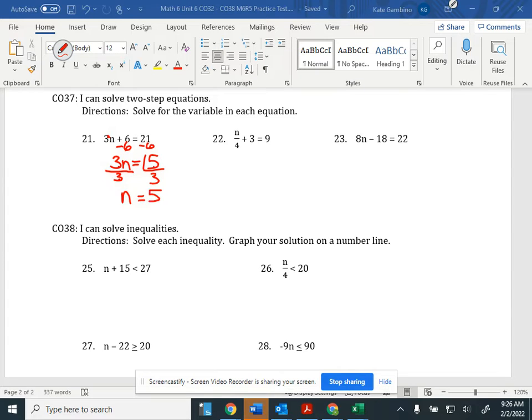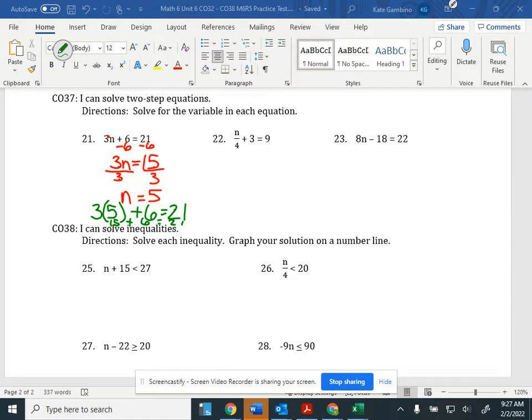5. 5. So now I'm going to put my 5 in and check, did I do my math correctly? I need to multiply before I add. So 3 times 5 is 15. Plus 6, 15 plus 6 does equal 21. I got the same solution. So I did my math correctly.